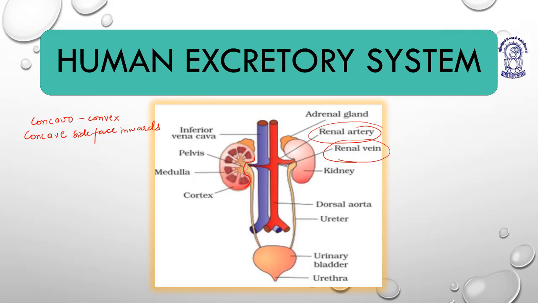Human kidneys are metanephric. So a pair of kidneys, a pair of ureters, urinary bladder, and urethra. This is the structure.